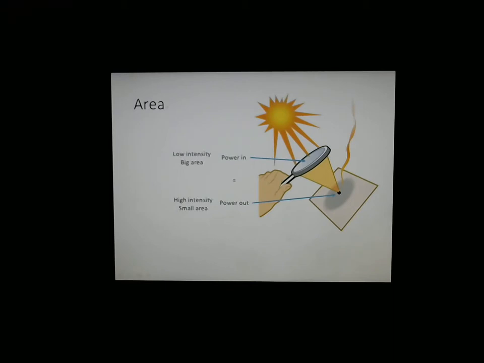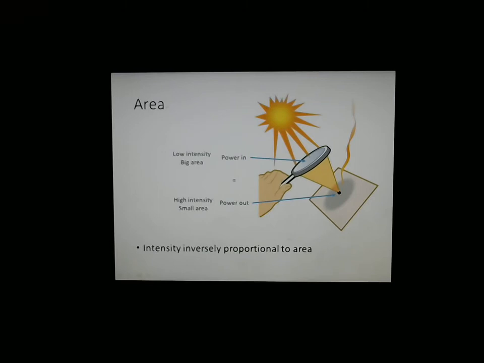The area is bigger though. But if we put our hand down here at the bottom, the area is a lot smaller. Look at the size of the black dot there compared to the size of the magnifying glass. It's a lot smaller, yet the intensity is a lot higher because it can burn us. So therefore, intensity must be connected inversely to area.